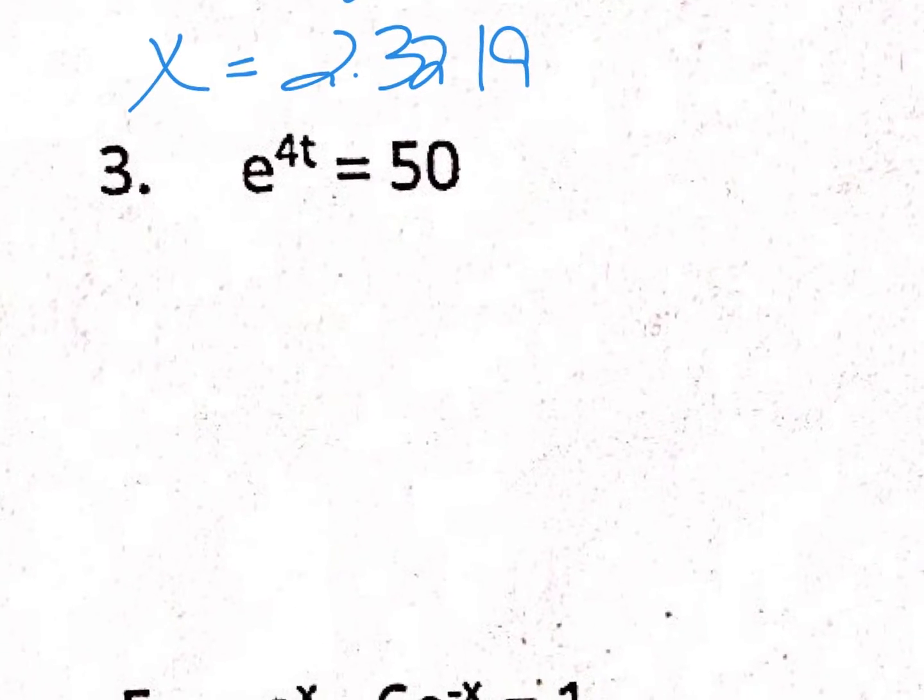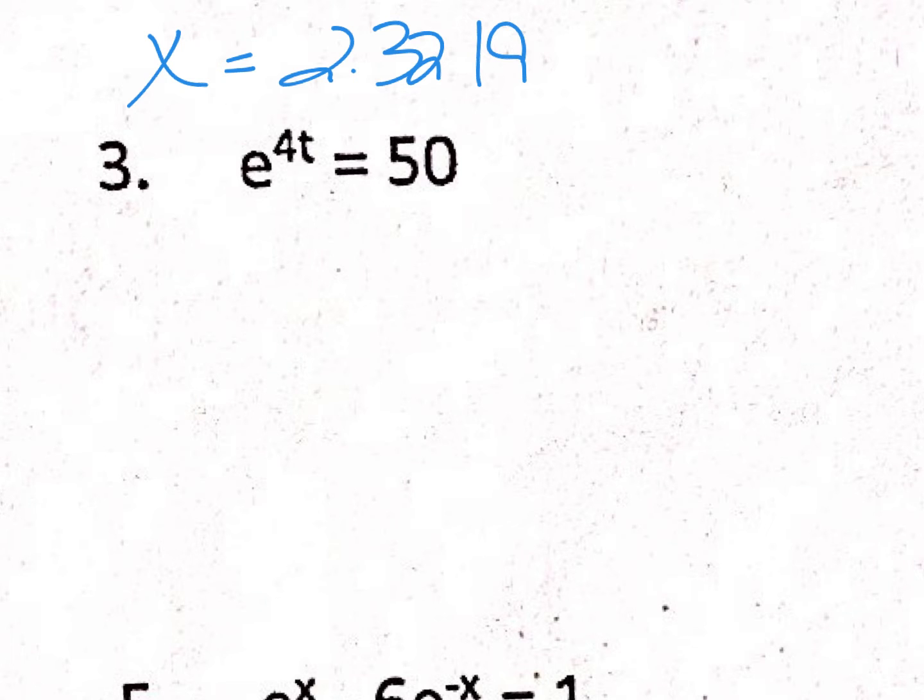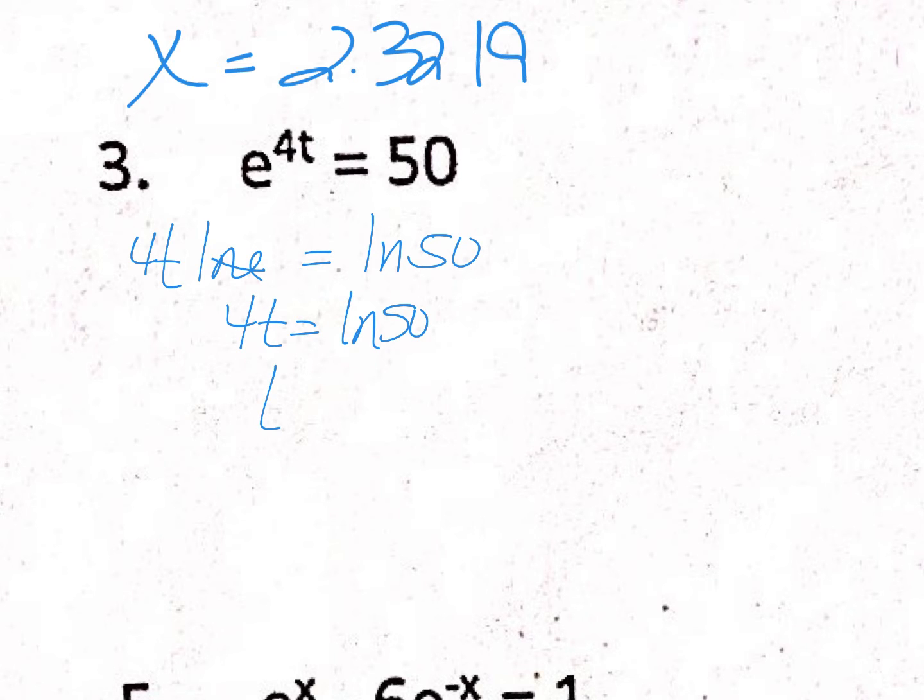Number 3, same kind of problem, except now we have e. When you have the e, remember you have to use natural log. So I'm going to do natural log of e to the 4t equals natural log 50. Exponent goes in the front. Natural log e is really just 1, so that's gone. So I have 4t equals natural log 50. Divide both sides by 4. What I'm going to punch in my calculator is natural log of 50 divided by 4.